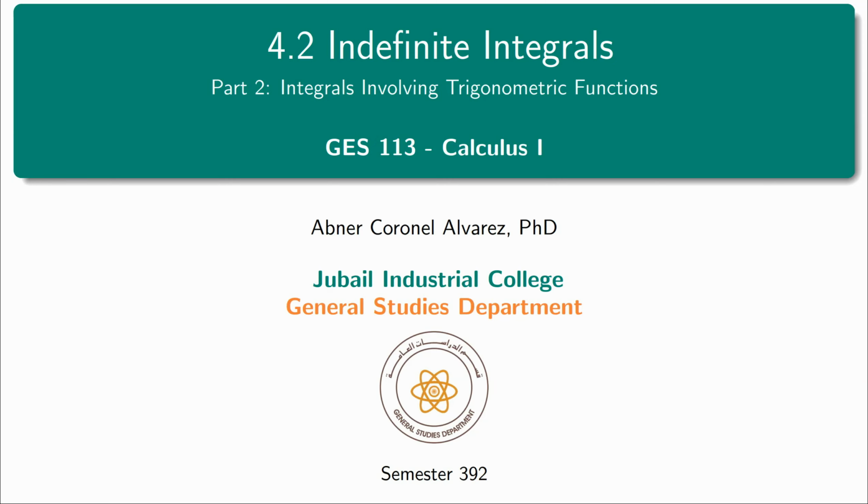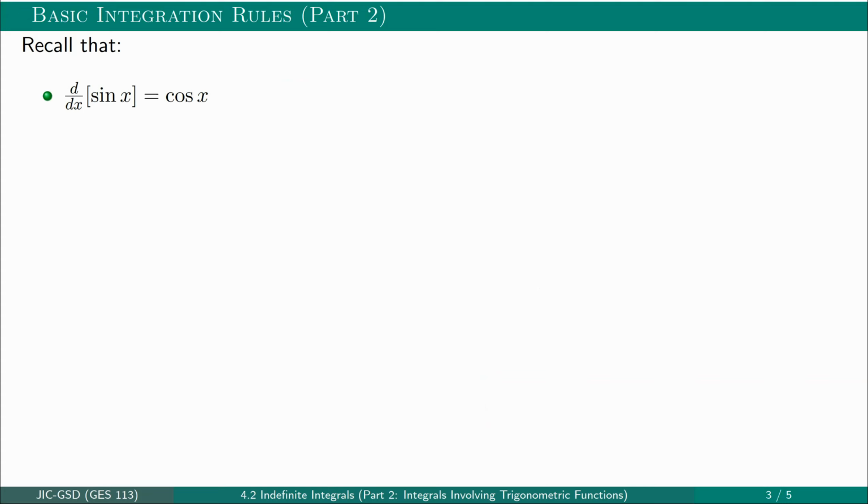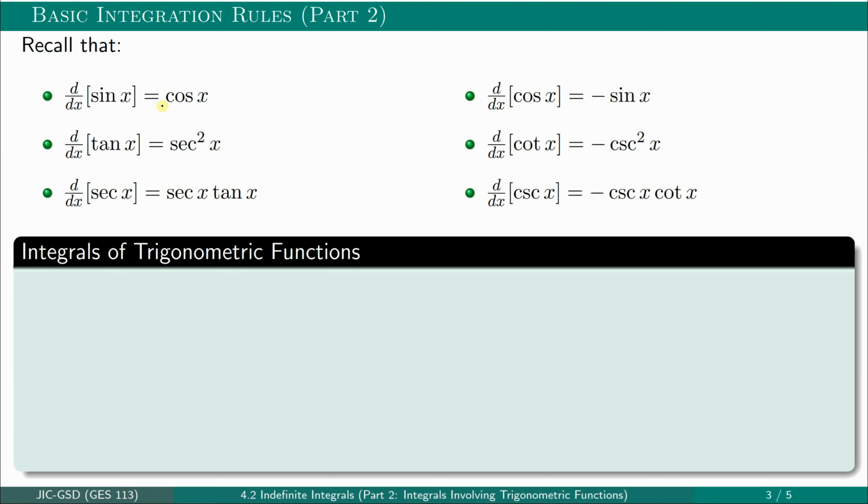In this second episode on the topic of indefinite integrals, we are going to evaluate integrals which have trigonometric functions as our integrand. So let's recall that the derivative of sine x is cosine x, the derivative of tangent x is secant squared x, the derivative of secant x is secant x tangent x, the derivative of cosine is minus sine x, the derivative of cotangent x is minus cosecant squared x, and the derivative of cosecant is actually minus cosecant x cotangent x.